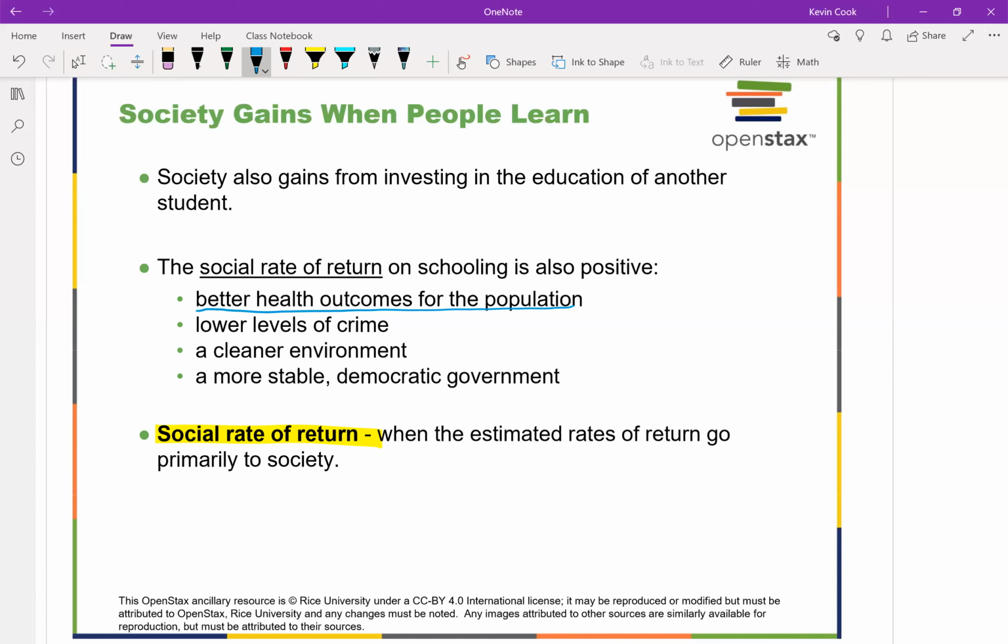people who are educated tend to take better care of themselves, with a big emphasis on the tend to. That is, there are people who are educated who don't take any personal care of themselves. There are people who are relatively uneducated who take great care of themselves. So don't take this the wrong way. Don't say, oh well, I'm educated, so that means I take great care of myself. Not necessarily. But in general, those who are educated tend to make healthier decisions. We also expect to see lower levels of crime.